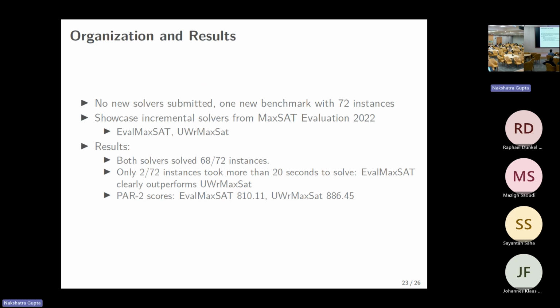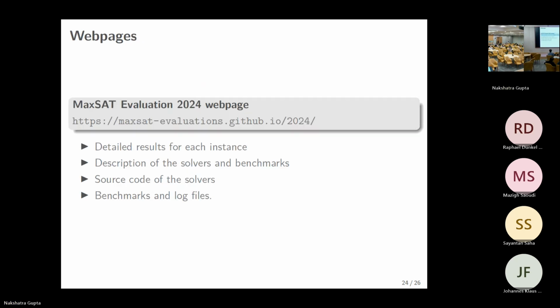If somebody wants to rank solvers, Eval did a bit better, but the idea is not to rank them here. Maybe I went a bit fast, but for any one of you who wants to take more time and maybe do actual data analysis on these results, we'll put them up on the web page. We'll also add these descriptions, source code, and hopefully all of the log files.